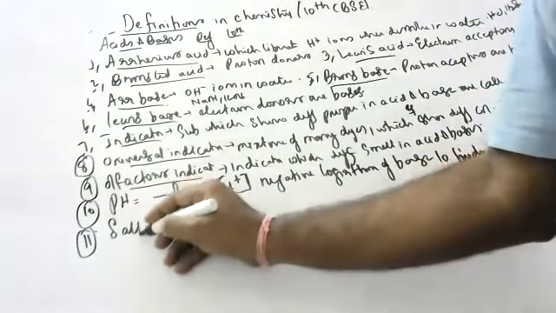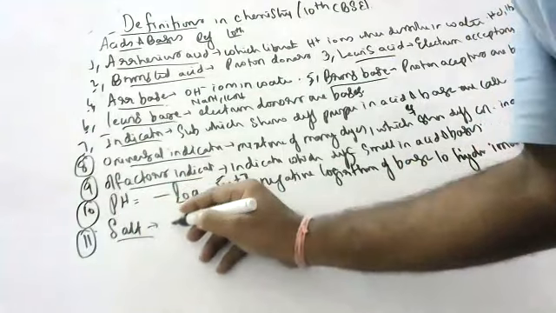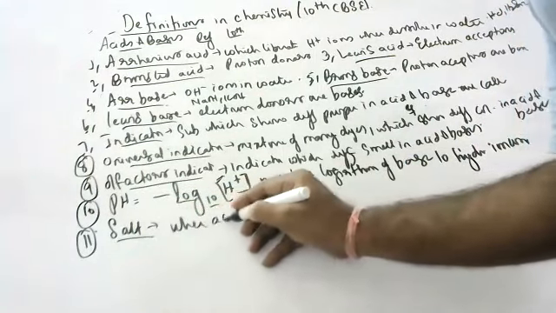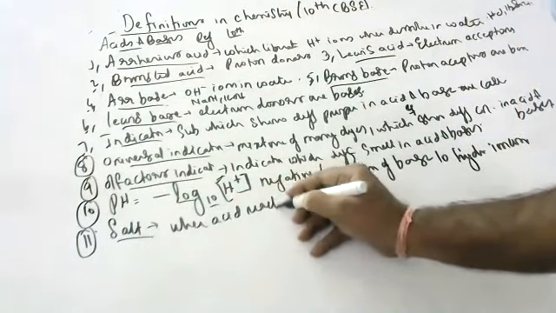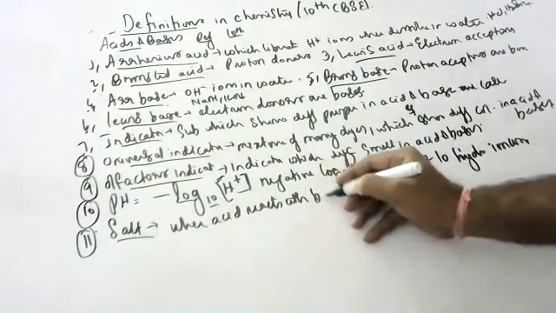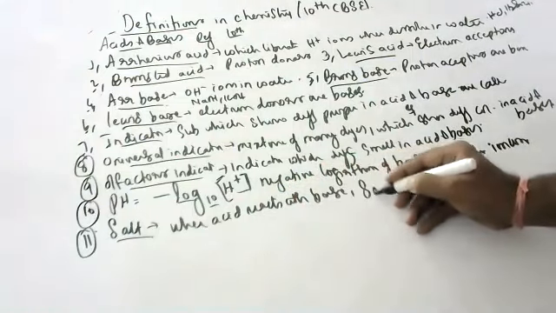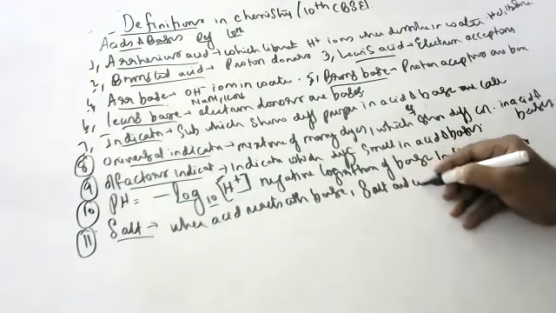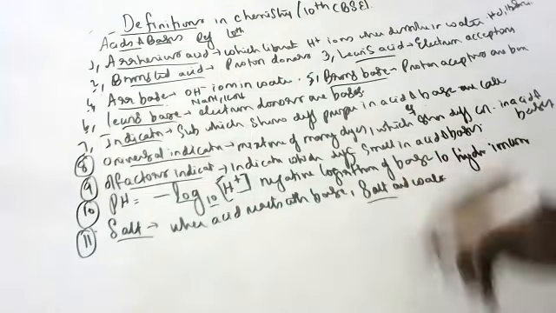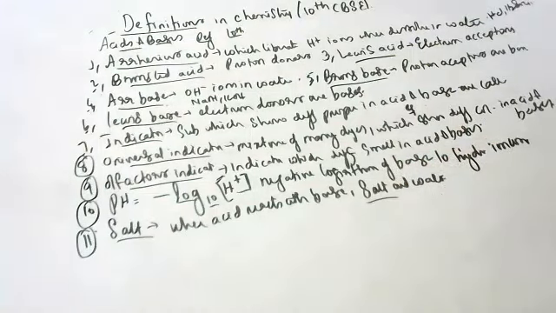What is a salt? When acid reacts with base, salt and water are formed. Okay, so salt is a combination of acid and bases.